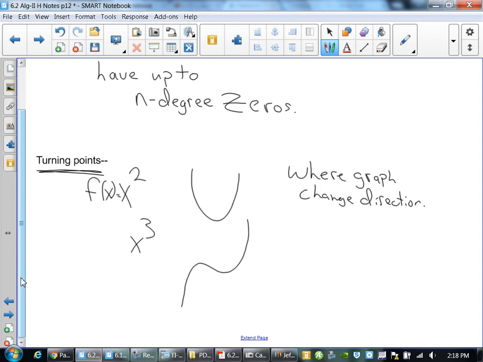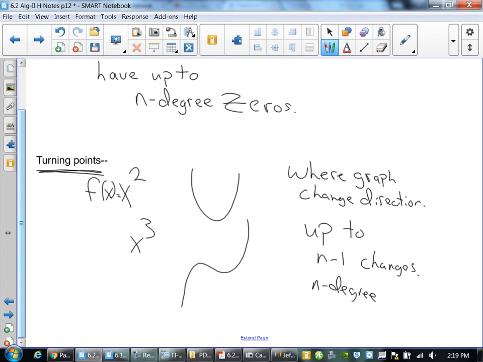So what happens with turning points, you can have up to n minus 1 changes. Remember, the n is our degree. Okay? And it works very, very simple. What happens a lot with a 4th degree polynomial is it'll look just like a parabola because there are imaginary roots that don't show. Okay? And we'll see that today in a little bit.